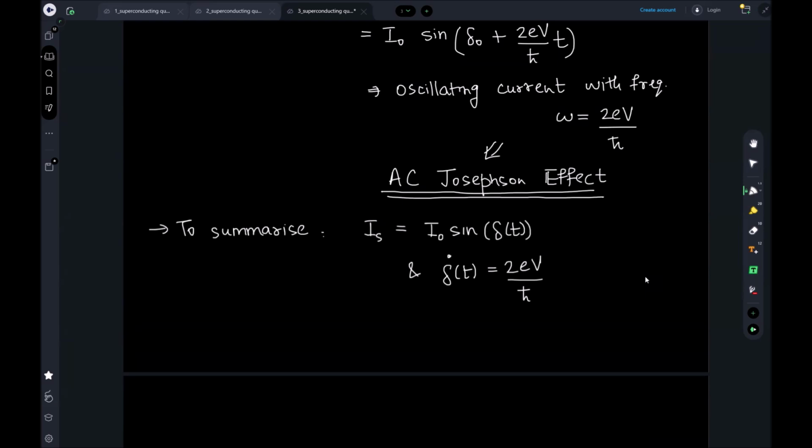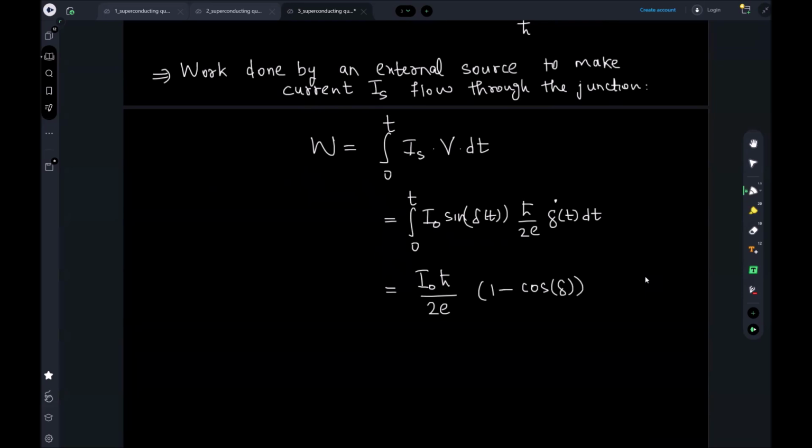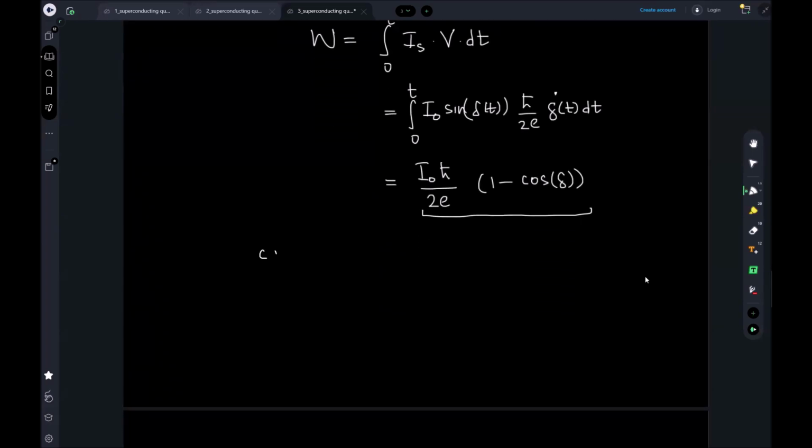Now, next, I'm going to calculate the work done by an external source to make a current IS flow through the junction. Notice that while writing this final expression here, I have assumed that the phase difference delta is 0 at time t equals 0. Now further, I'm going to call the constant outside, that is this quantity, E naught.